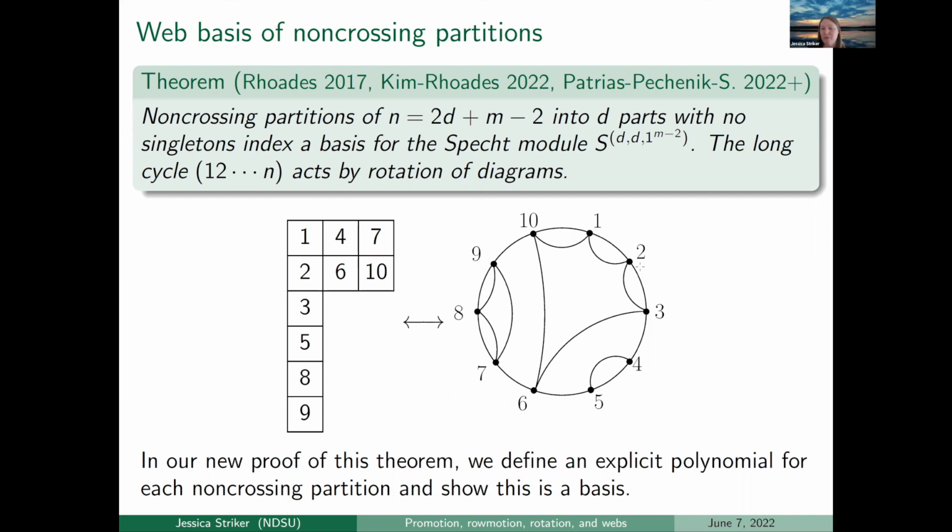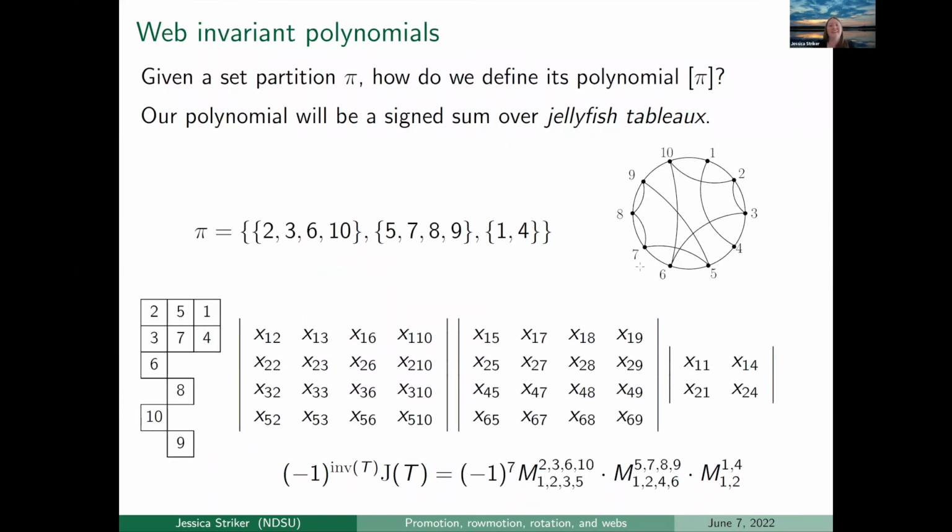In our proof, we defined an explicit polynomial for each non-crossing partition and show that this is a basis. And so I wanted to show you how those polynomials work in my remaining 2 minutes. So here is not a non-crossing, but here's a set partition. And we're going to turn this set partition into a polynomial. And what we do is we form a bunch of different tableaux with the elements of each part in the columns. And then the first 2 rows should be filled. And then rows 3 through the end should have only one box in them.